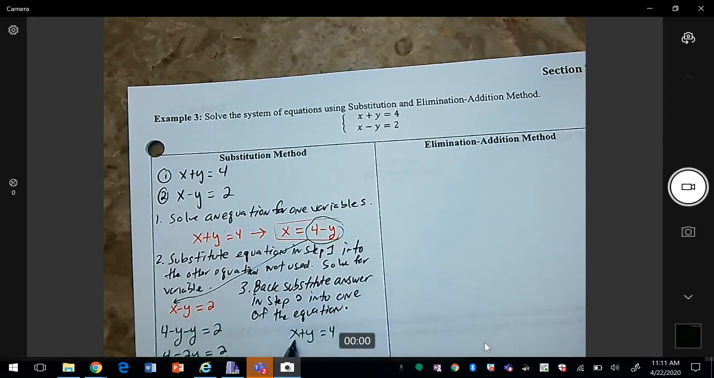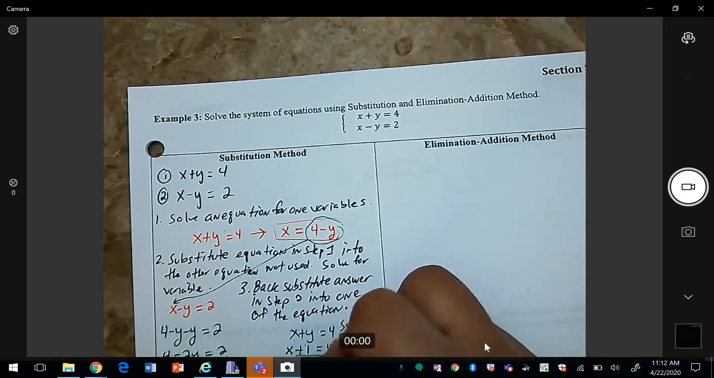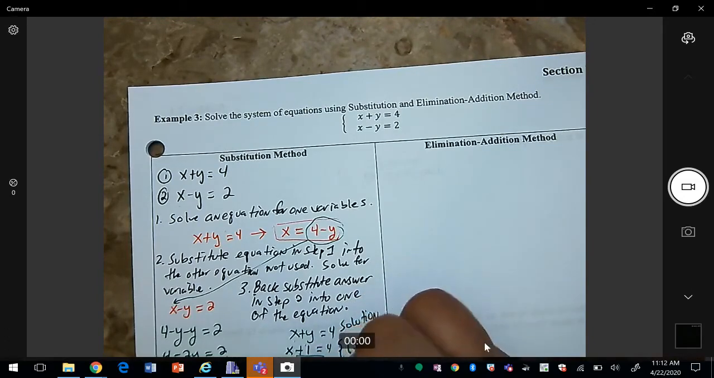So here I have x. I don't know what x is, but now I know what y is. y is equal to 1. So I can replace y with 1 and solve for x. So my solution is x is 3 and y is 1. So this is our answer here.